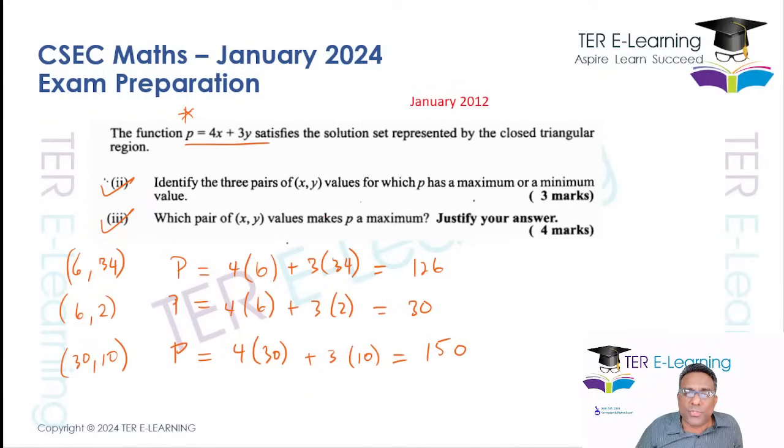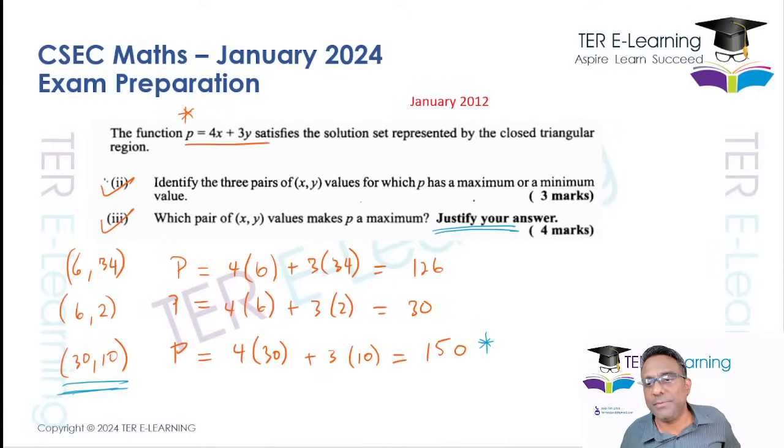Right? So they said, which pair, so the pair that they're talking about that makes it a maximum is going to be this pair. So that's the pair that they're looking for. And you see when they say justify your answer, that's a calculation that I'm doing here. That's how you're justifying your answer, right? You're calculating it, and that's how you're going to justify your answer, right?